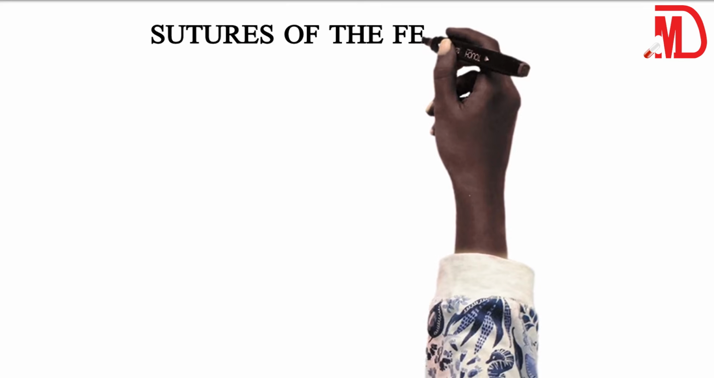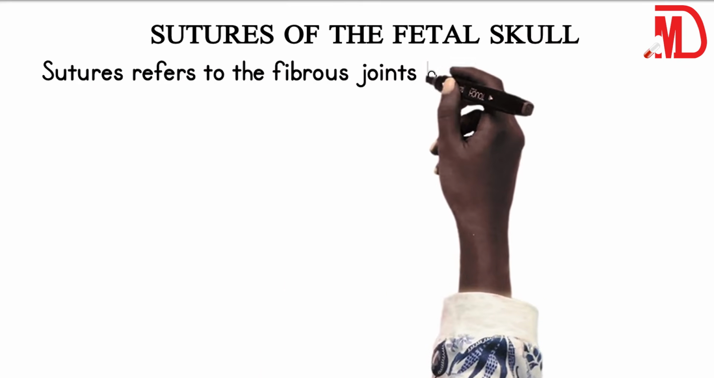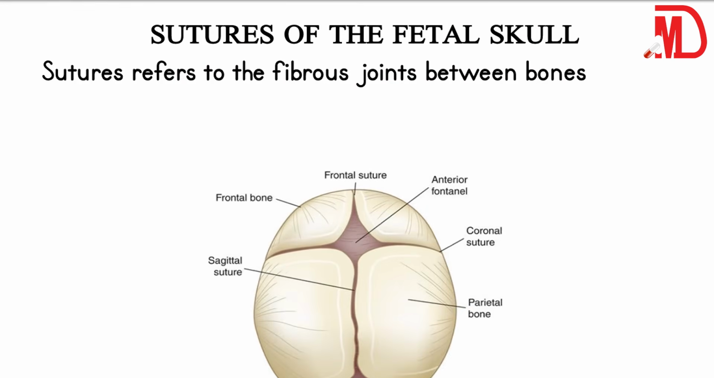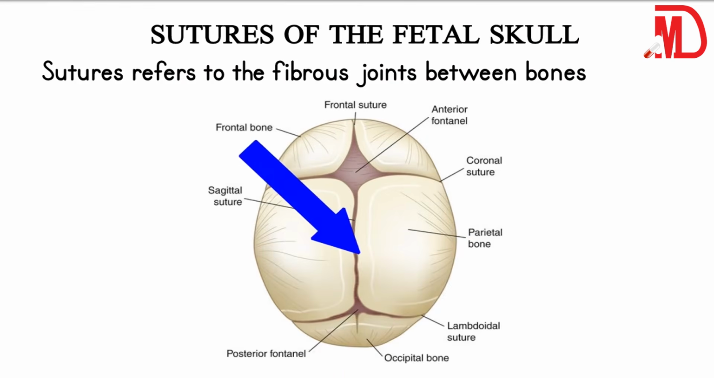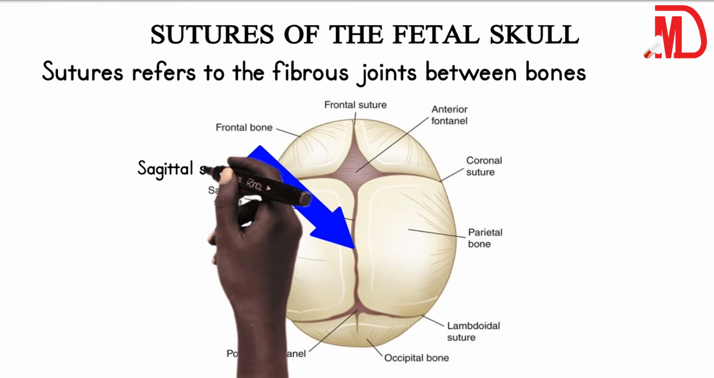Sutures of the fetal skull. Sutures simply refer to the fibrous joints between bones. And these are 1. The sagittal suture. This is found between the 2 parietal bones.